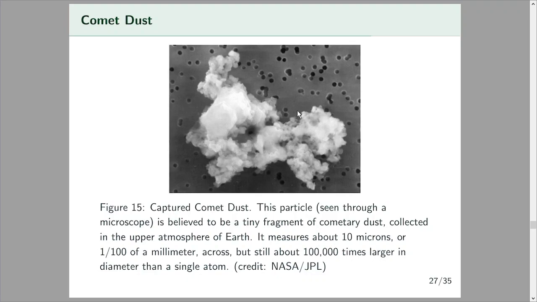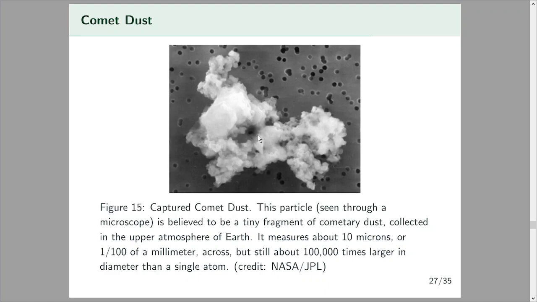So here's a piece of captured dust. This particle is seen through a microscope, and it measures 10 microns or 1/100th of a millimeter. Right, so go look at what a millimeter is and then divide that by 100, and you'll see that's really tiny. However, keep in mind that it's still 100,000 times larger in diameter than a single atom. And so when sunlight is pushing on these things, it has a much larger load to move than the ions do interacting with the solar wind.